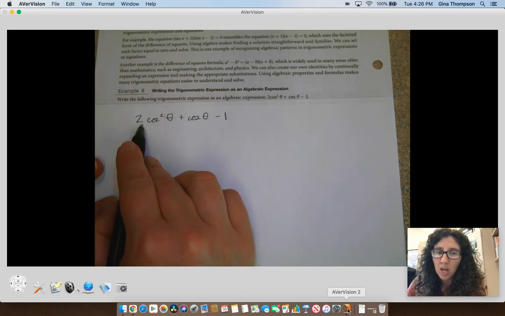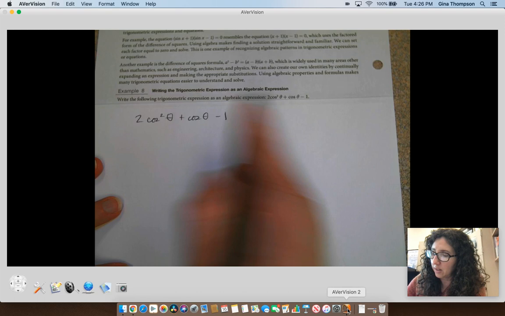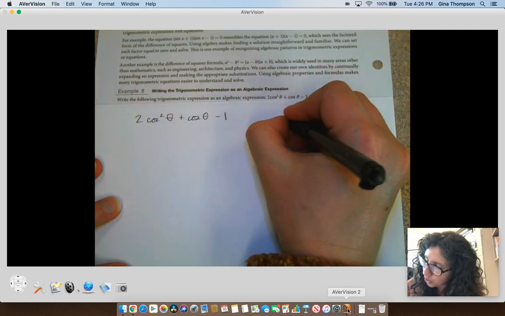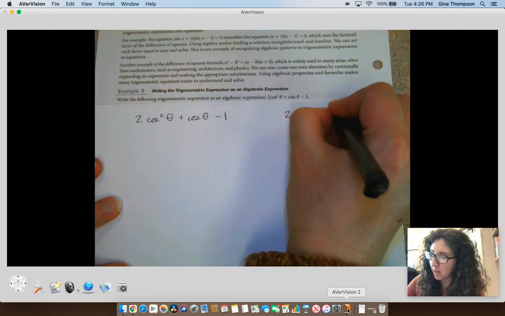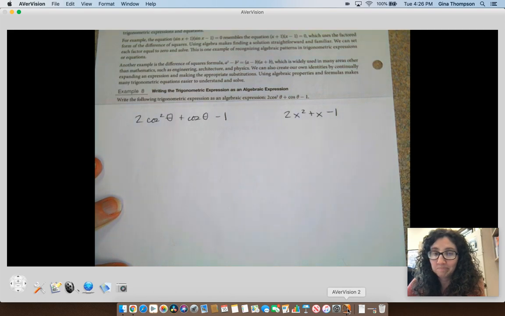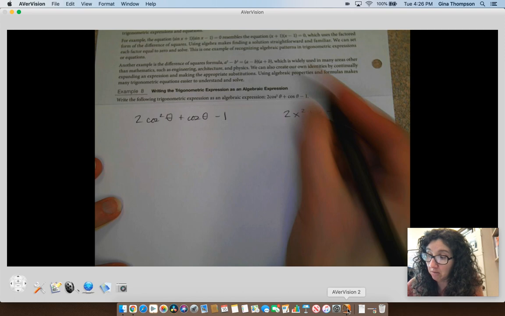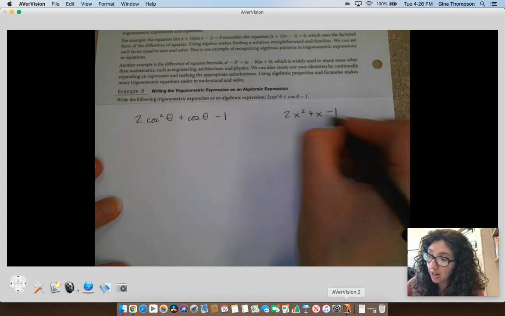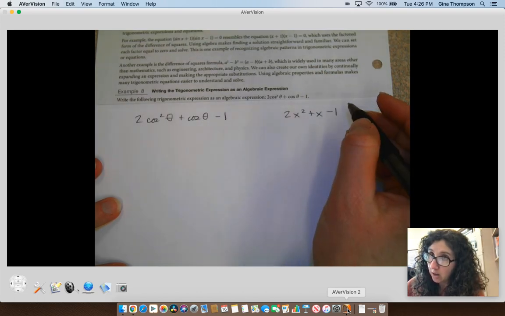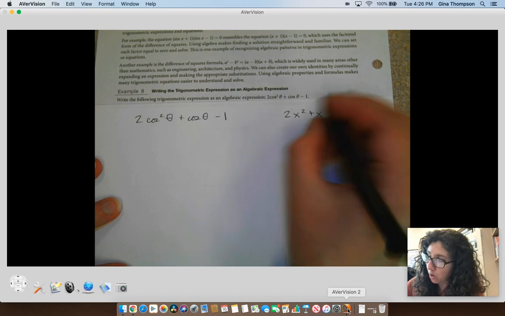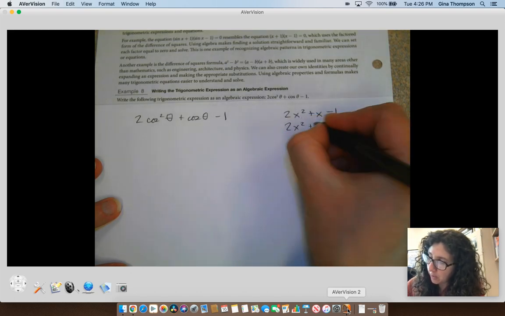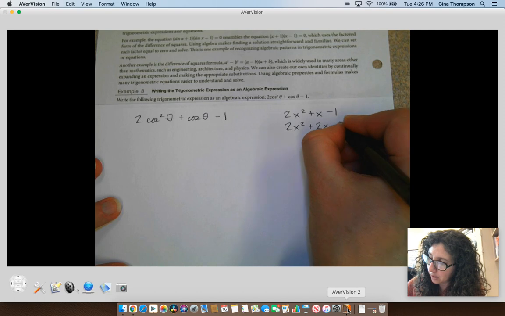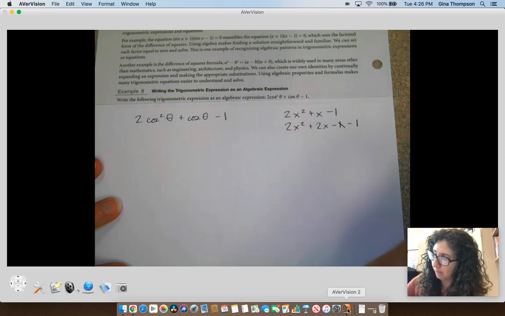What are they talking about? They're saying, let's try to factor this. What if instead I just had 2x squared plus x minus 1? Can I factor that? Yes, I can. I'm looking for things that multiply to -2 and add to 1. So how about 2 and -1? So I'm going to split this into 2x minus x minus 1.